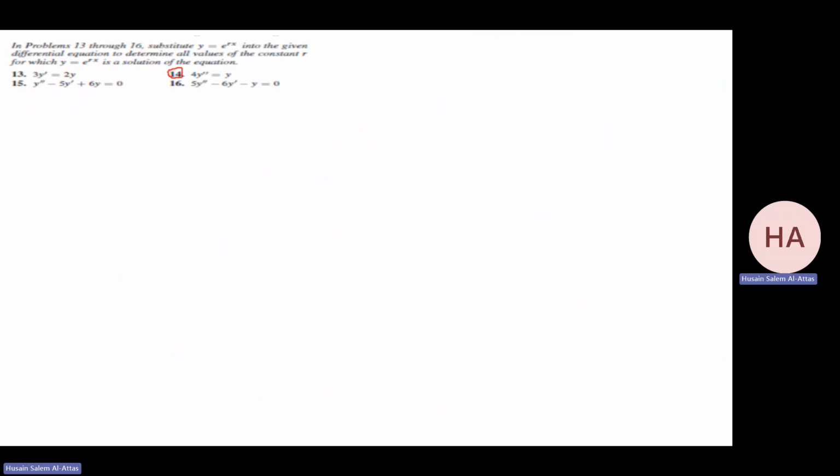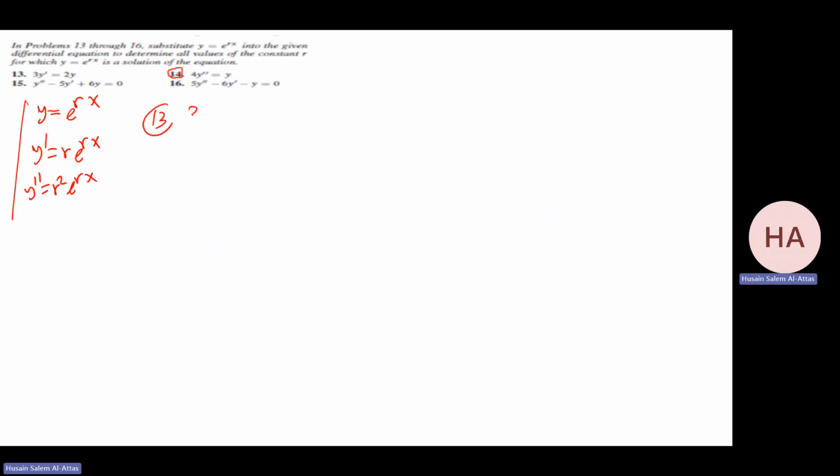Okay, substitute this to get r. I need to find r. I have y equal e to the power rx. I need to check what will be r. So y prime will be r e^(rx). y double prime will be r squared e^(rx). This is for all problems. Okay, let me do 13.